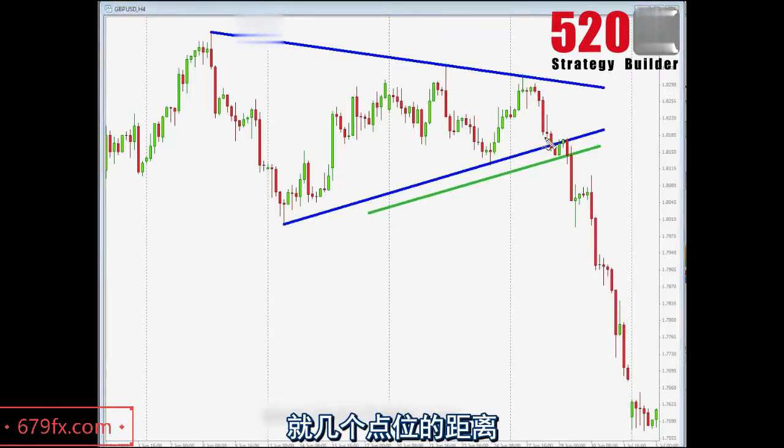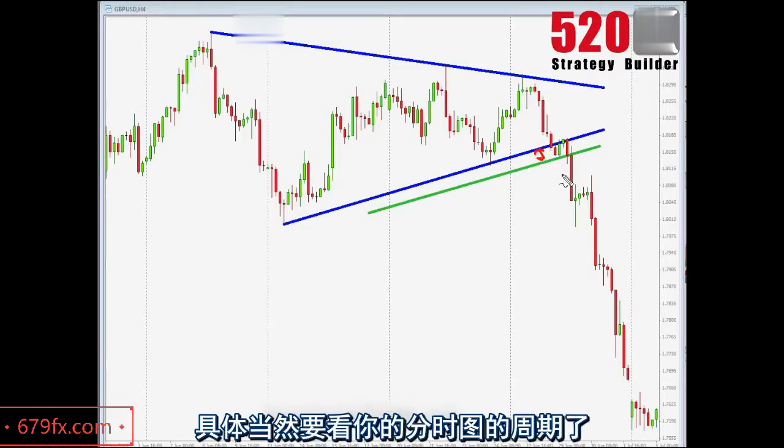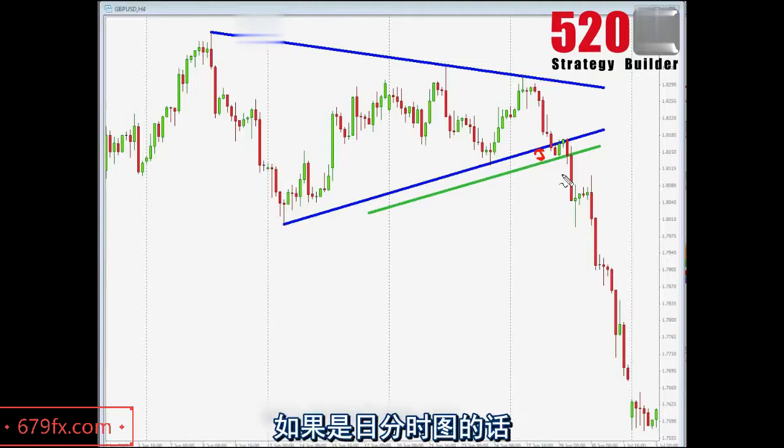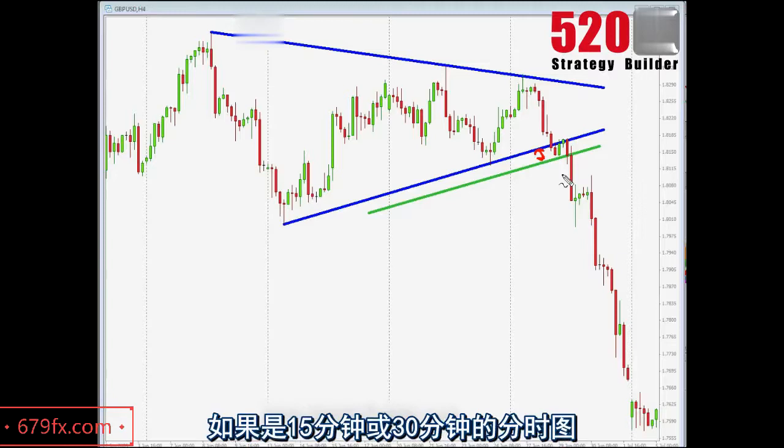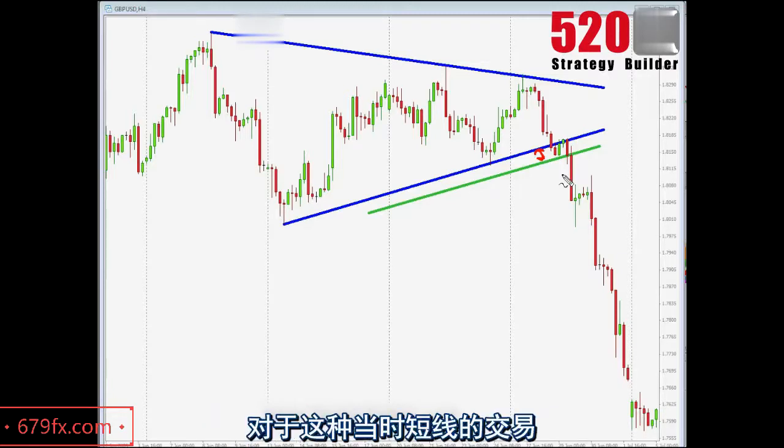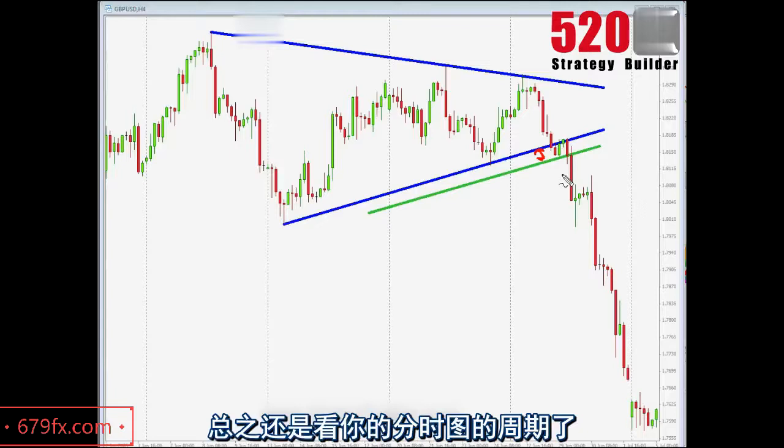a sell stop order a few pips below the triangle bottom, let's say 10 pips, 20 pips, depending on the time frame. Of course, if it's the daily chart, we need to give it a little bit more breathing room. If it's the 15-minute or the 30-minute chart, if we are trading the very intraday type of trade, that would only be a few pips, perhaps 5 pips, something like that. But nonetheless, it depends on the time frame.